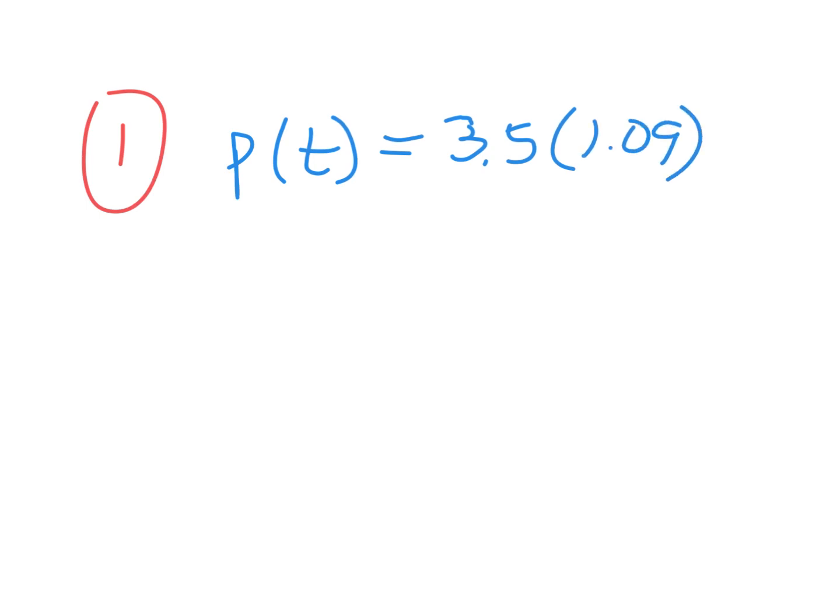Excellent. All right, Riker, could you read me number 1? Whether the function is exponential growth or exponential decay function. What is the function? P of t? Okay, that means like y is equal to 3.5 times parentheses 1.09 to the t. Did you say 2.5 or 3.5? 3.5.